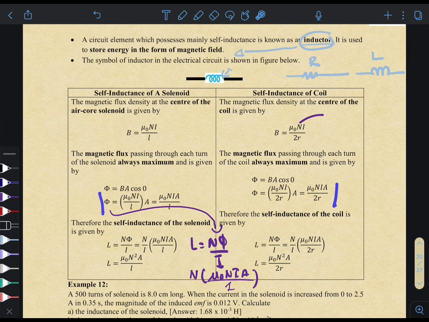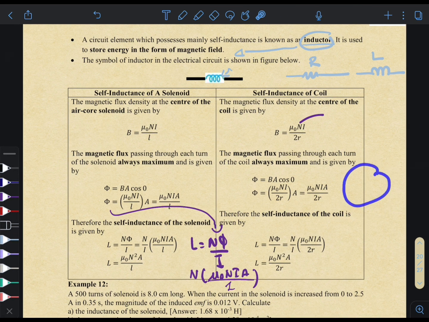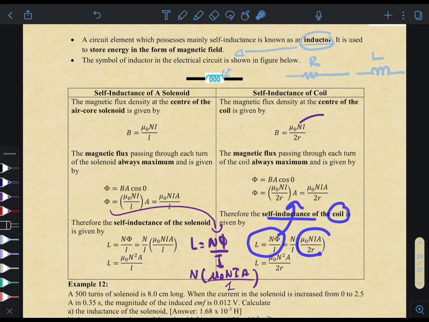If you compare here and here, it is the same, the difference is this one is divided by the length of the solenoid, this one is divided by 2R, where R is the distance from the coil to its center, which is the radius. Therefore the self-inductance of a coil, we use the same equation we derived earlier, N flux over I. You put in the flux for the coil and then you expand, you will end up with, for the coil, mu naught N squared A over 2R. So if you look at both here they are also the same, mu naught N squared A. This one is divided by the length of the solenoid, this one is divided by 2R.